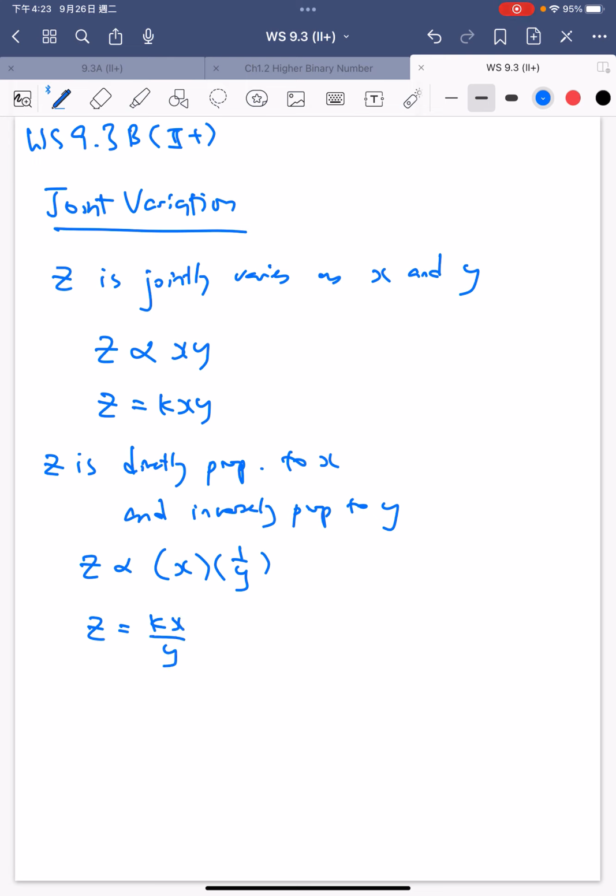Another thing that I need to remind you of is the percentage change formula. The percentage change is equal to the new value minus the old value, divided by the old value. So now we can start to do our question 1.